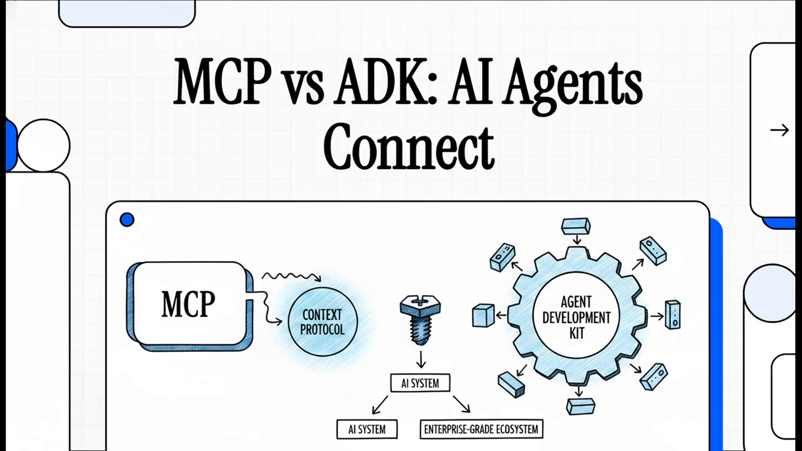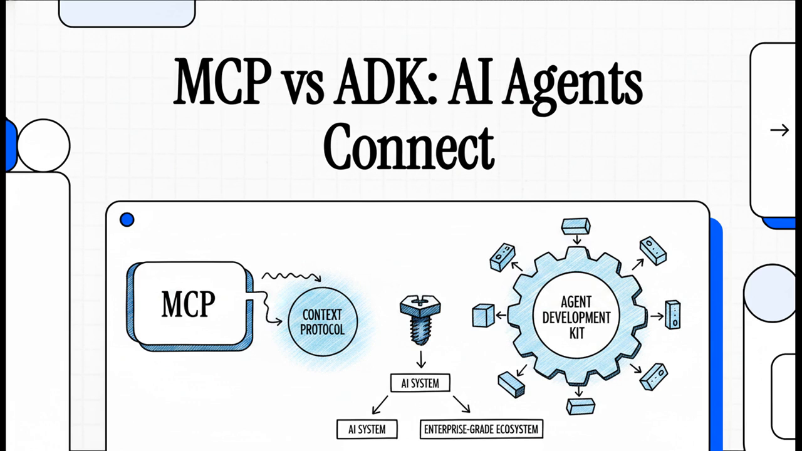Welcome to The Explainer. Man, if you've been trying to keep up with the world of AI agents lately, you are probably drowning in an absolute alphabet soup of protocols. We keep hearing about MCP, ADK, A2A, ACP. It is honestly incredibly confusing to figure out what you actually need to build a functional, reliable AI system. Well, today, we're going to cut right through that noise.